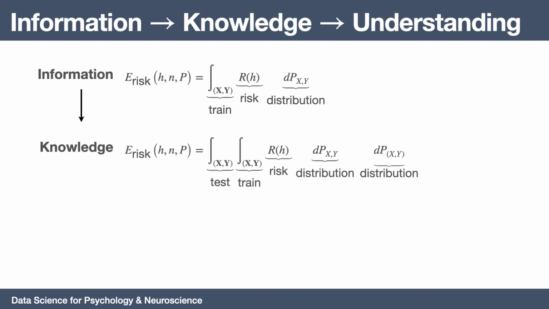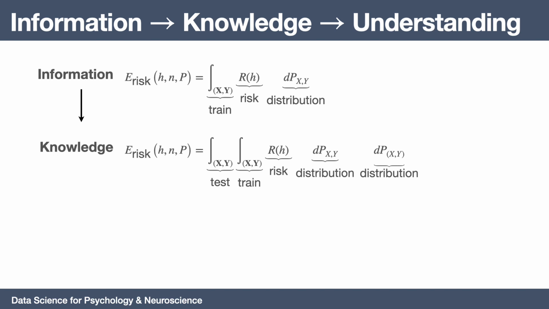When you add in that outer integral, when you can evaluate how well your learned model generalizes to new data subject to that IID constraint, the independent and identically distributed constraint, then you have knowledge. The better you are at generalizing to the test data set, the more knowledge you have. Now, what about that tricky concept of understanding?